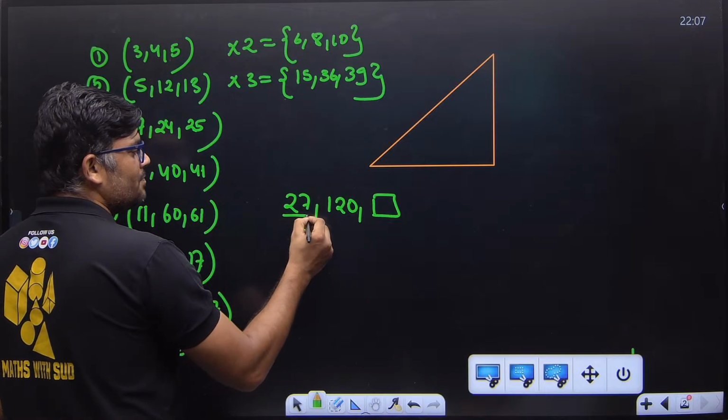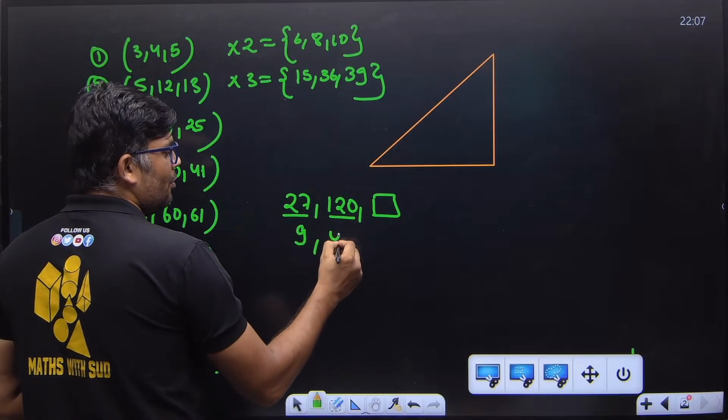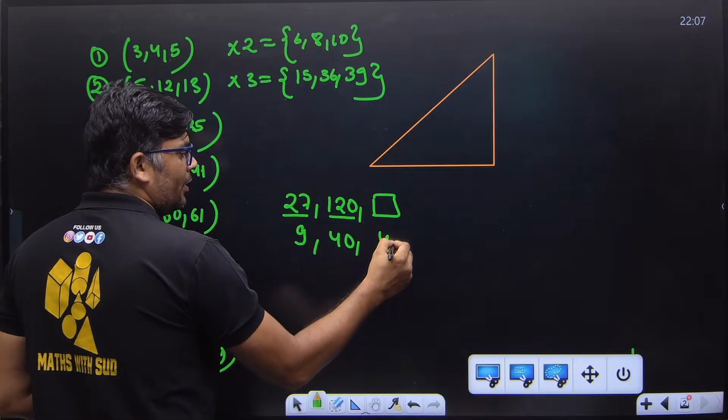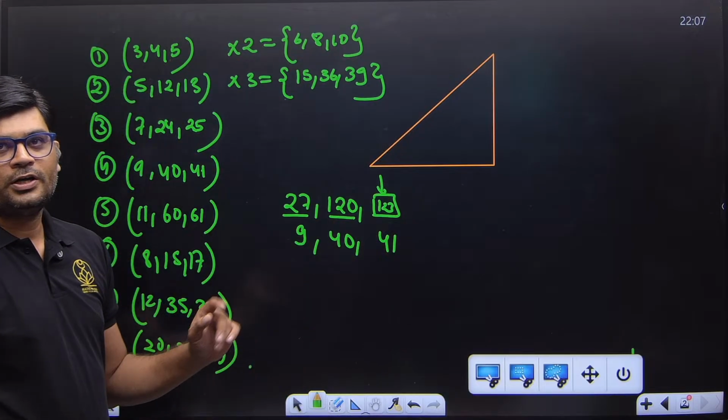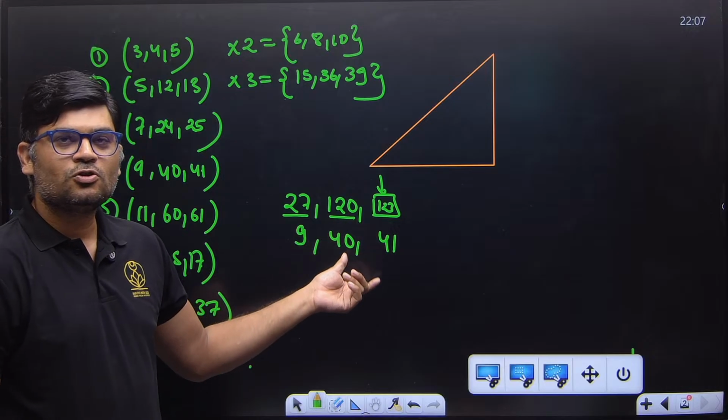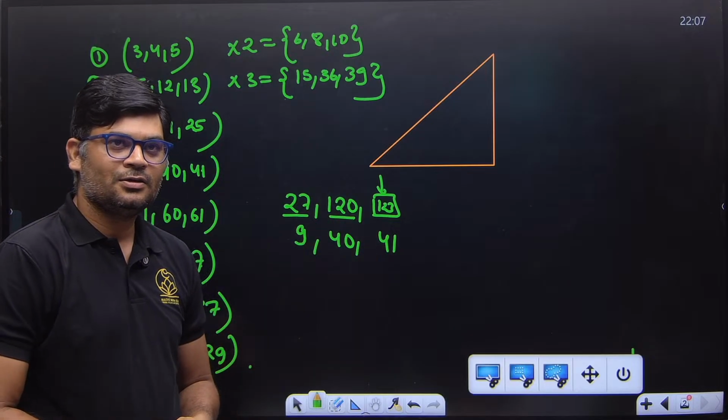If you divide this by 3, this by 3, this is 40. So 41 into 3 is 123. So this side is going to be 123. Because all the numbers are multiplied by 3.